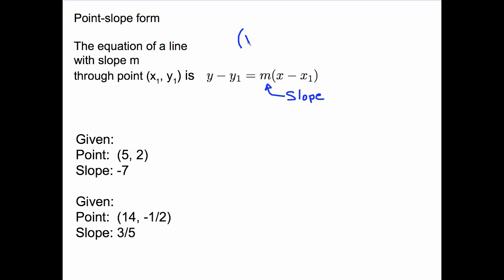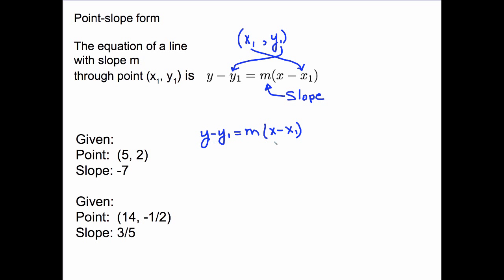In this equation, the variable m is a placeholder for the slope. And when you have a point (x1, y1) that you know is on the line, this x1 and this y1 are placeholders for those two numbers. Now let's see how that works. So let's say that we're given point-slope form y minus y1 equals m times (x minus x1), and we're given a point (5, 2) and a slope of -7.